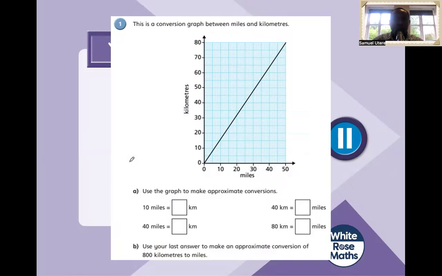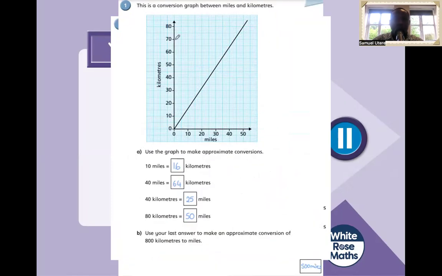Let's discuss them. So for question 1, you have been given this conversion graph between miles and kilometers. You're asked to use the graph to make approximate conversions. So using the graph, for 10 miles you trace up all the way, touch the line, and then you produce it to the horizontal. You would see that it's equivalent to 16 kilometers.